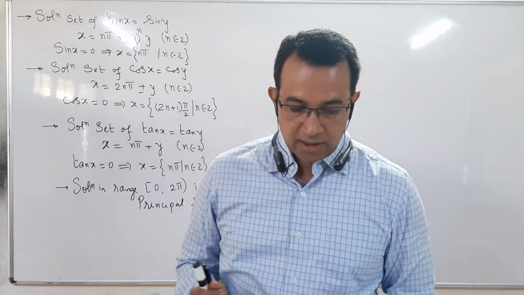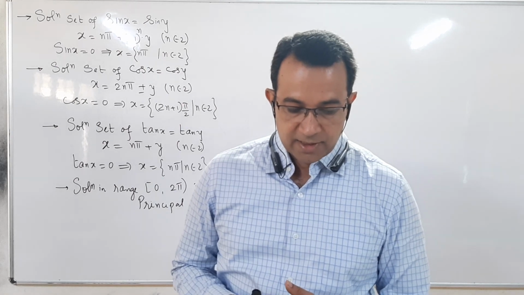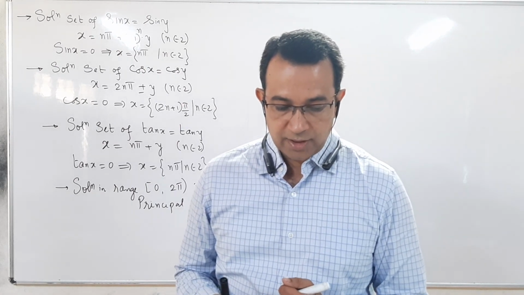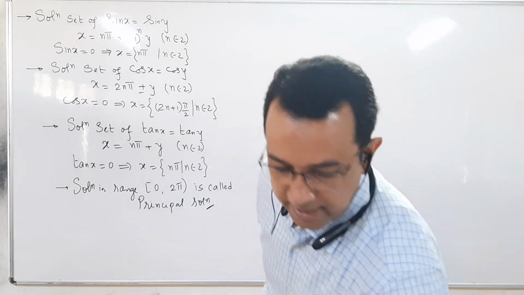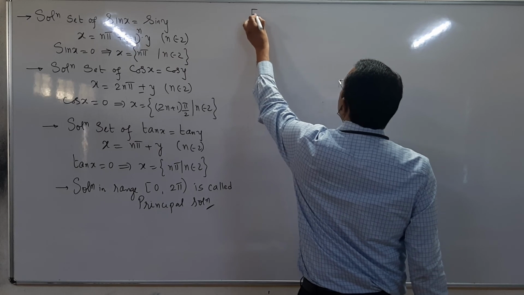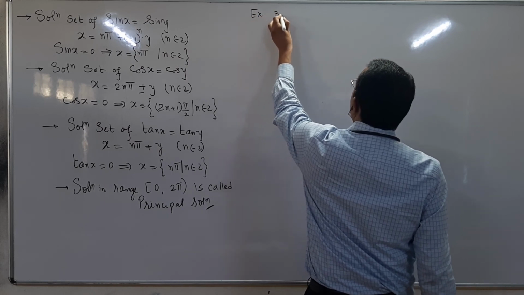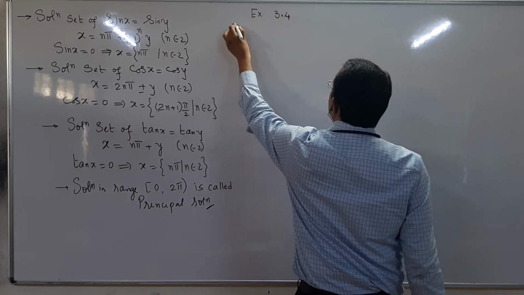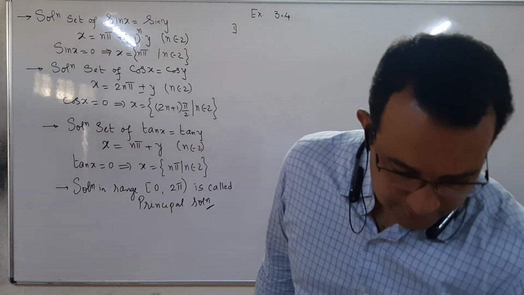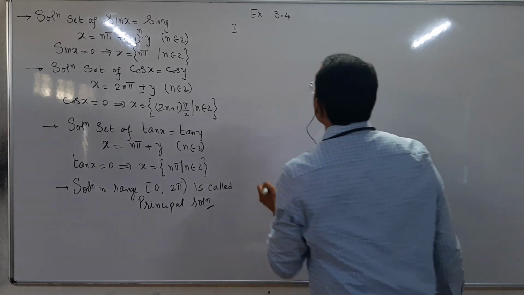Find the general solution as well as the principal solution of the given trigonometric equation. Okay, the first is tan x is equal to root 3. Exercise 3.4, sum number 1. Tan x is equal to root 3.